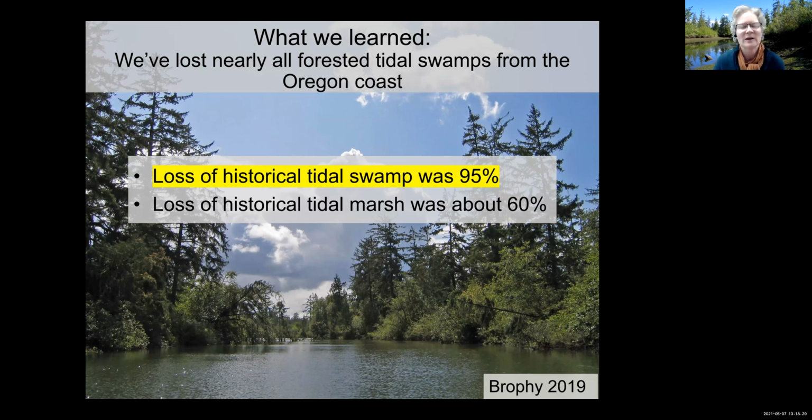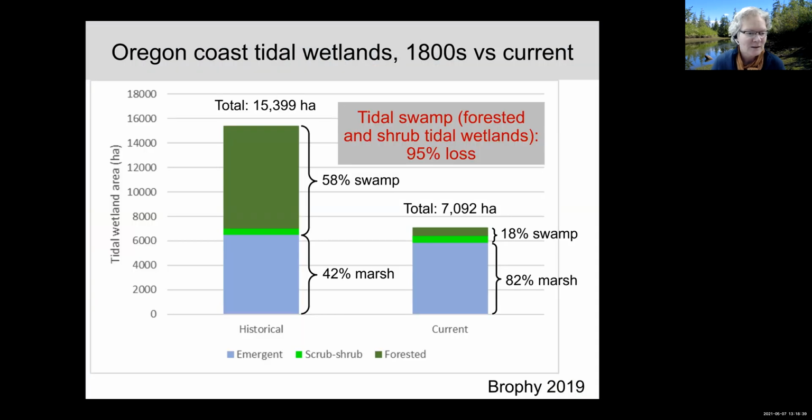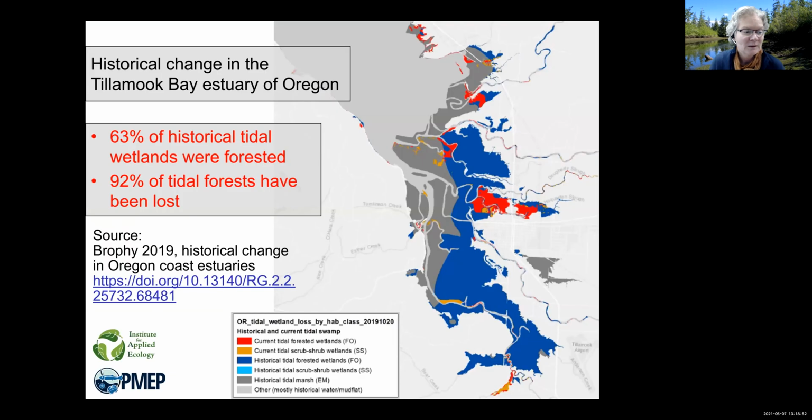So a near eradication of our tidal swamps has occurred from the Oregon coast. The loss of tidal marsh was about 60%, and a fair bit of that has been gained back through restoration and accretion. This is a bar chart showing the same thing, so you can see the composition of the historical array of tidal wetlands was over half swamp, and now it's only less than 20% swamp, and the total is much less as well. And this was true in individual estuaries varying from one to the other in terms of magnitude.